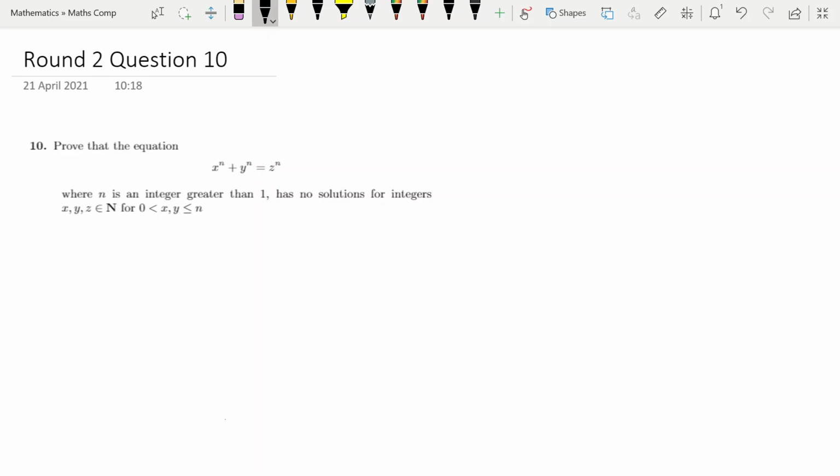Hi, I'm going to be walking through question 10 of round 2 of the Maths Teams Olympiad. This question was a challenge question for a reason. It was extremely hard, and at first glance, you'll say this is Fermat's last theorem, which was an unsolved problem for hundreds and hundreds of years until Wiles solved it in the 1990s, I believe.